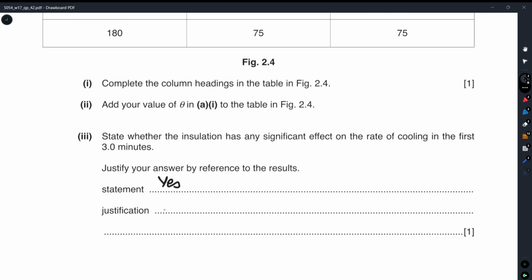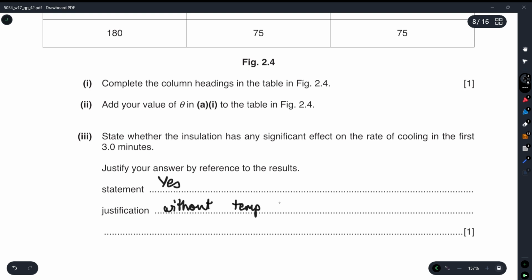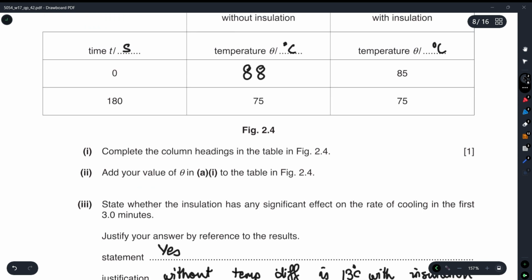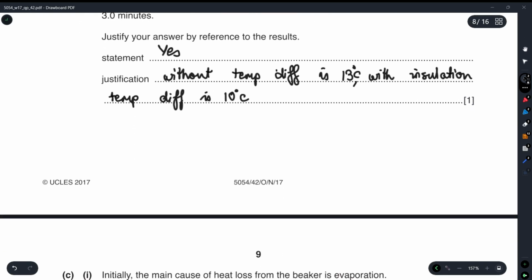Without insulation, temperature difference is 13. With insulation, temperature difference is 10. 13 degrees Celsius. So with insulation, the difference is 10 degrees Celsius. Without, it's 13. So of course, yes, we are going to say that the insulation had a significant difference.